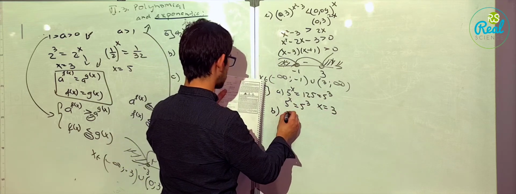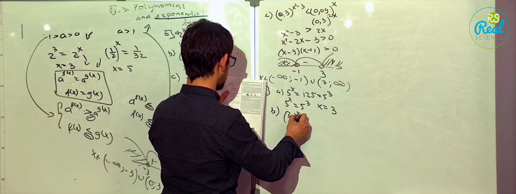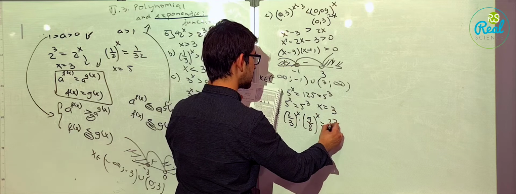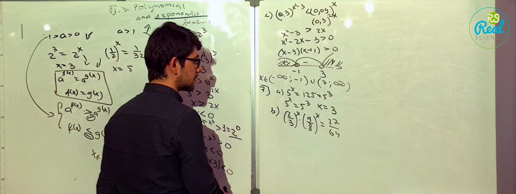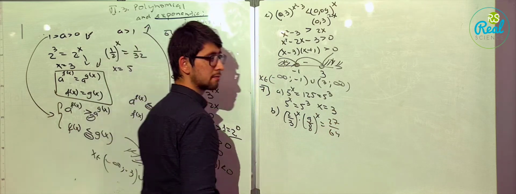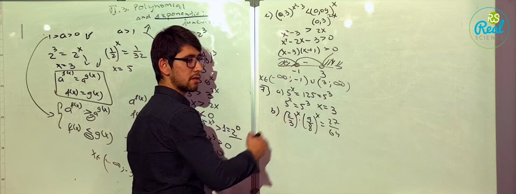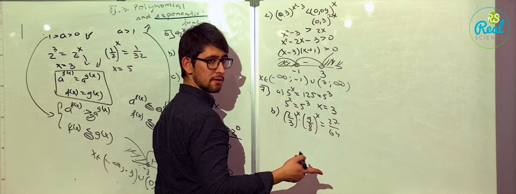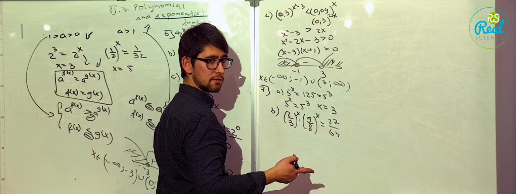B part: (2/3) to the power of x multiplied by (9/8) to the power of x equals 27/64. So what is the common base? You see 2's and 3's, right? So let's bring all of them to bases 2 and 3, okay?